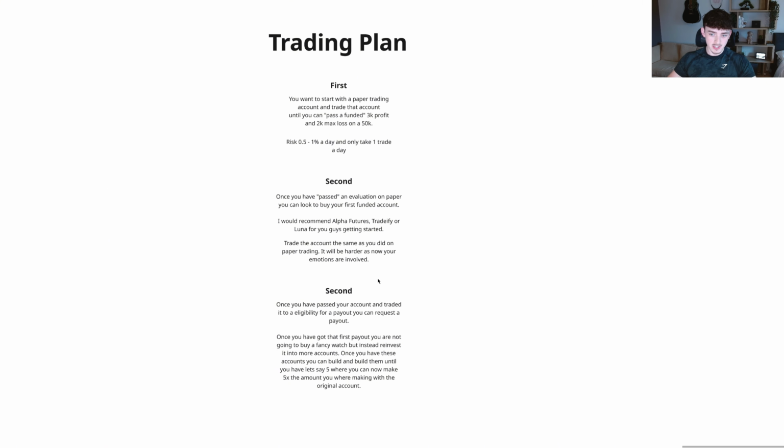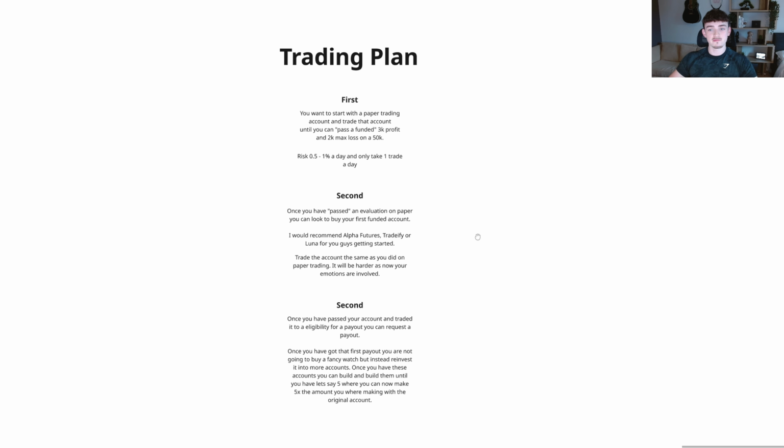So trade the account the same as you did on paper trading. It will be harder, as now your emotions are involved. When you go into the live markets, it's going to be a lot harder than just doing it on paper, because now your emotions are in play. You get close to passing the account and you're going to be like, holy shit, I'm about to pass my account. This trade can pass me my account. Let's take it. And then it fails because actually it wasn't that great of a trade, but you just wanted to pass your account. So that's how it can affect your mentality as well. Keep that in mind, and this second step will help you a lot when it comes to growing emotionally as a trader.